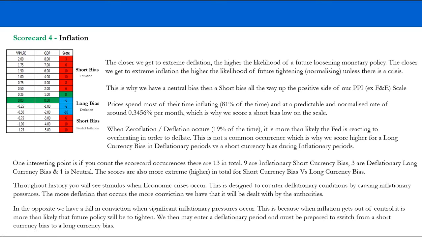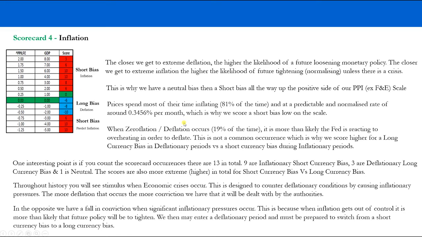We have a neutral bias, then a short bias up the positive side of our PPI ex food and energy scale. We know that prices spend most of their time inflating, 81% of the time, and at a predictable and normalized rate of around 0.35%, which is why we score a short bias but low on the scale. When zeroflation or deflation occurs, which is 19% of the time, it's more than likely that the Fed is reacting to overheating in order to deflate. And this isn't a common occurrence, as we've seen, which is why we score higher for a long currency bias in deflationary periods versus a short currency bias during normal inflationary periods.